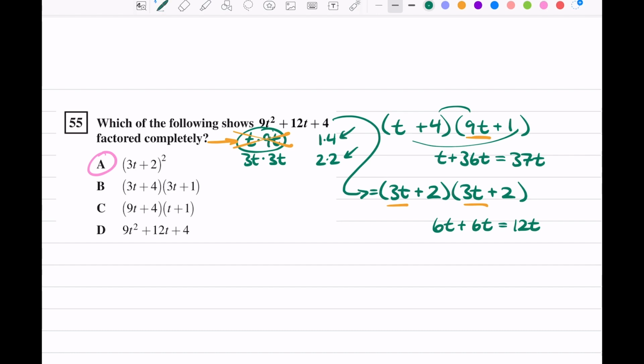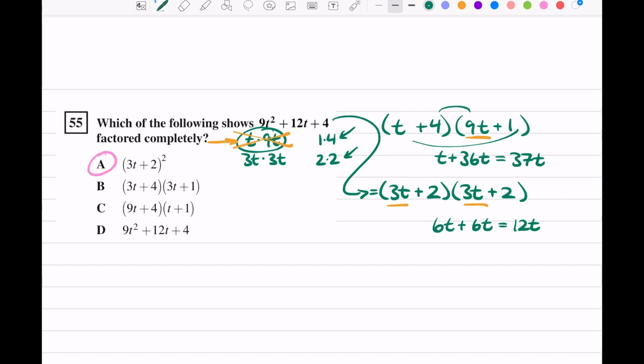Options B and C are some of the factors that we tested that didn't work, and option D just gives the original polynomial. And so that would be the answer if there was no way to factor it. So if they gave us a polynomial and we just couldn't factor it, we'd leave it as it is.